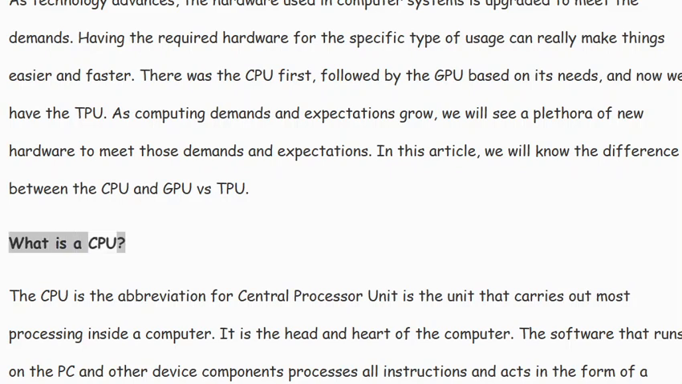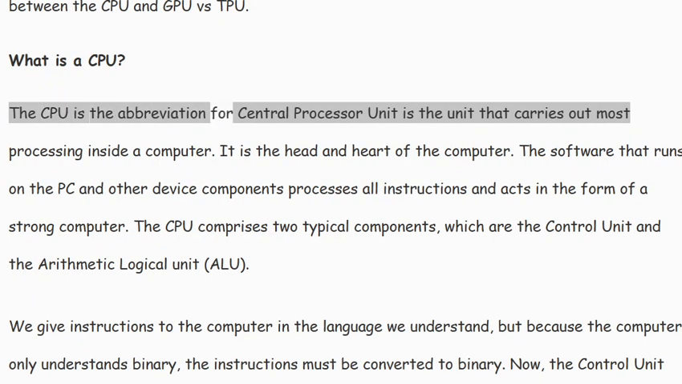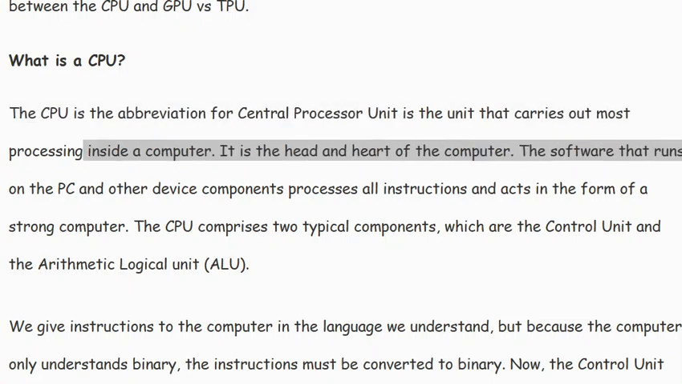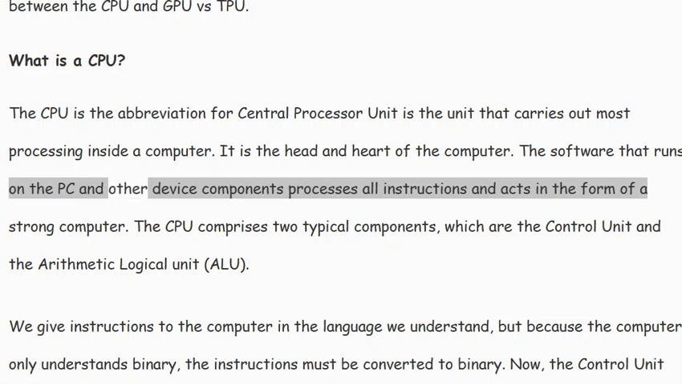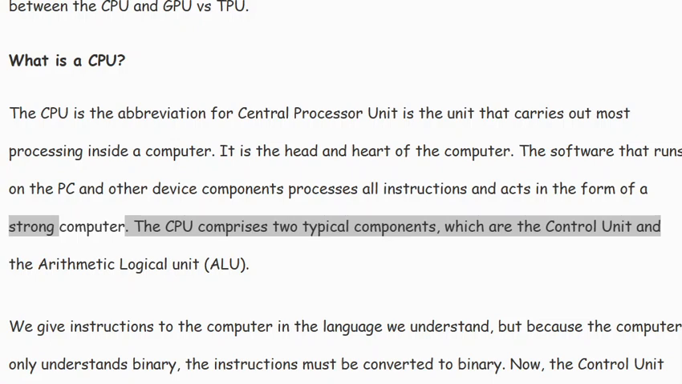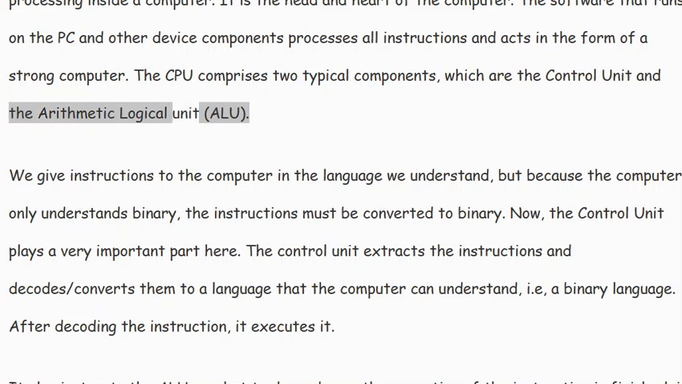What is a CPU? The CPU, the abbreviation for Central Processing Unit, is the unit that carries out most processing inside a computer. It is the head and heart of the computer. It processes all instructions from the software that runs on the PC and other device components, acting as a strong computer. The CPU comprises two typical components, which are the control unit and the arithmetic logical unit, ALU.